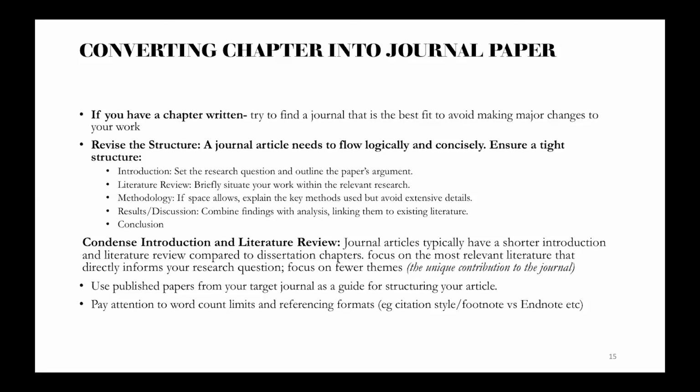So you have to condense your introduction and literature review. You just give an introduction to the literature that you feel is relevant to that particular journal article. Because in the journal article that you are going to convert from your chapter, you're not going to discuss all the themes that you have dealt with in your chapter. So it is very important that you pick the themes or the ideas that you are going to put out in your journal paper.